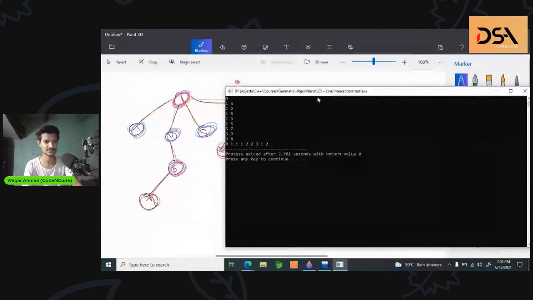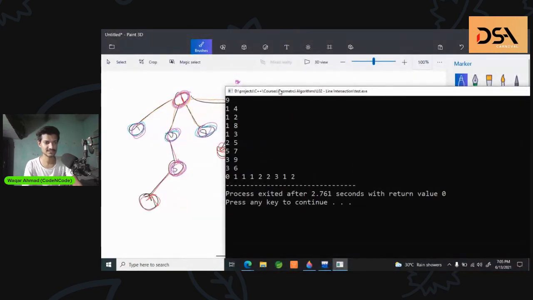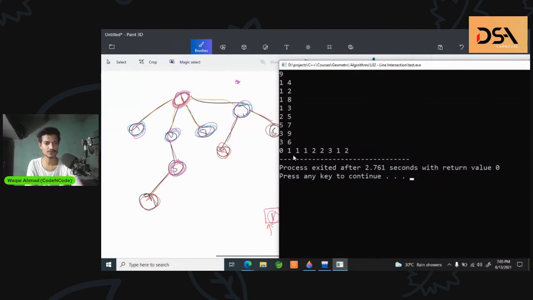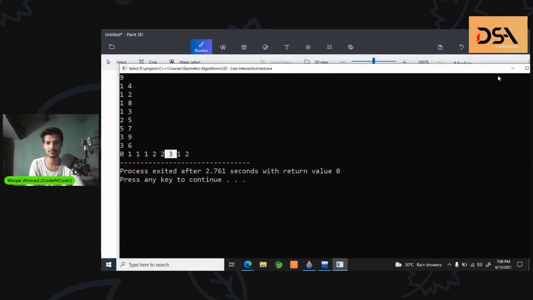Okay, so here you see node 1 is at distance 0. Nodes 2, 3, and 4 are at distance 1, right? And also node 8 is at distance 1. What nodes are at distance 2? 5, 6, and 9 are at distance 2, and only node 7 is at distance 3. So this is how your BFS works.